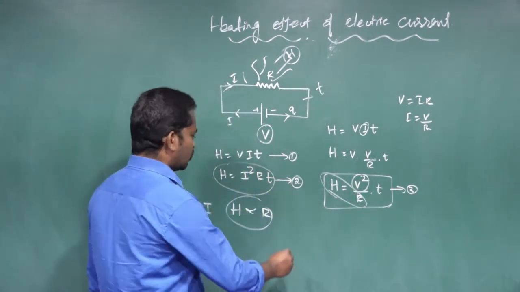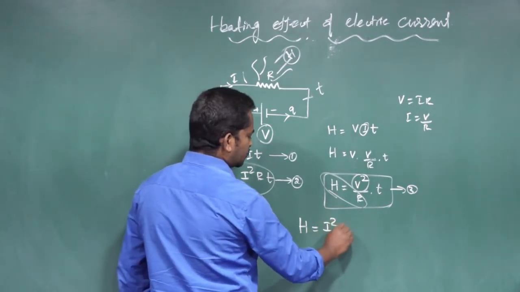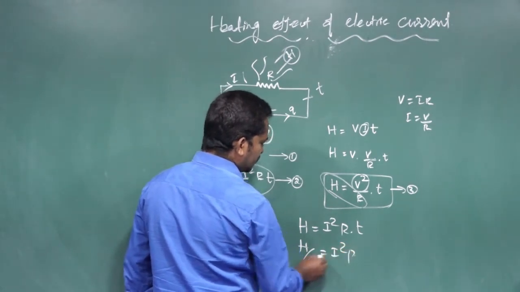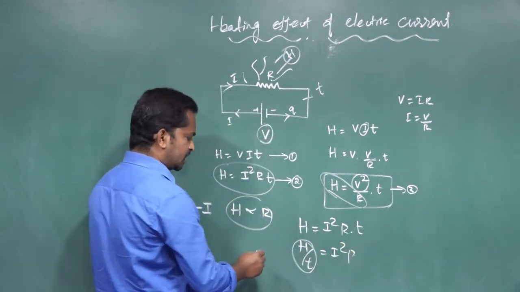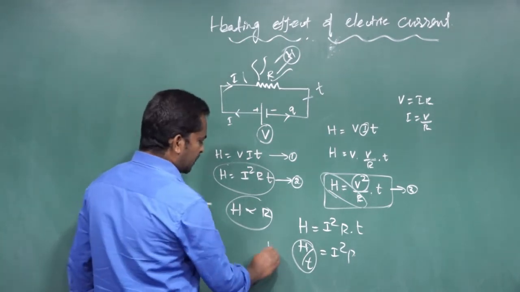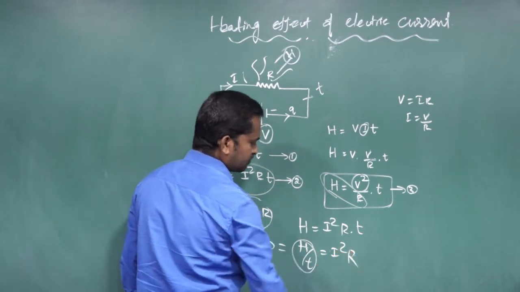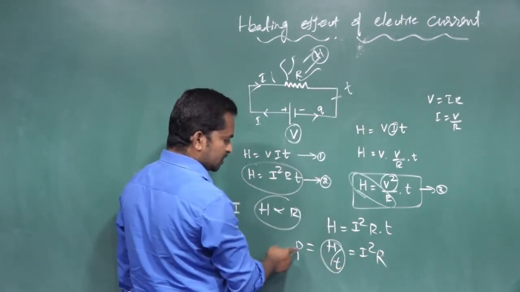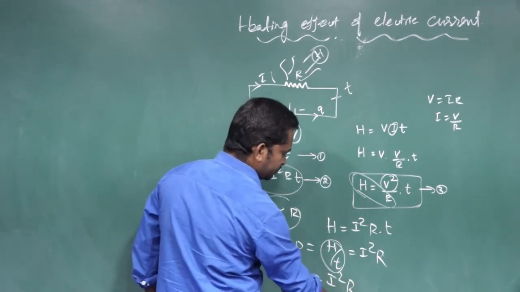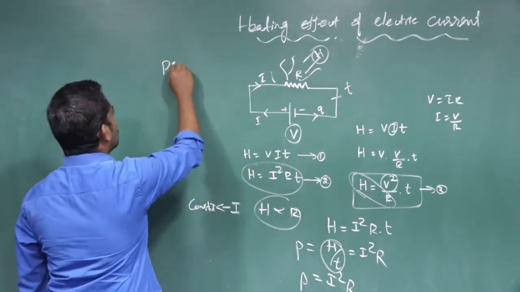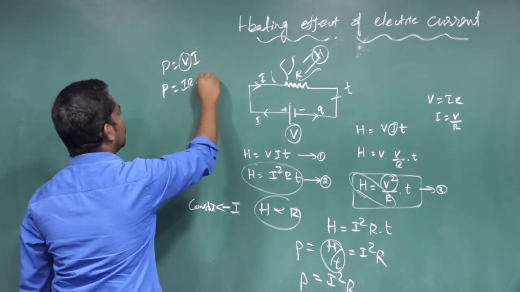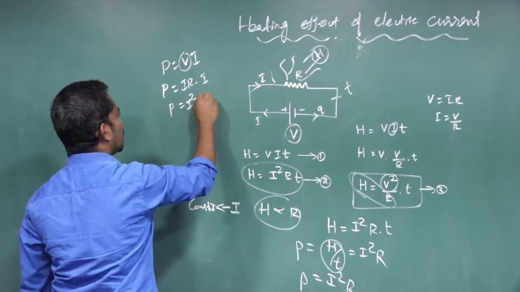In the same phenomena, H is equal to I square R into T. So H divided by T is equal to I square R. H divided by T, you know well, is energy divided by time. The rate of flow of electric energy is called power. So P is equal to I square R. Heat energy divided by time is equal to dissipated power. You know well, P is equal to VI. According to Ohm's law, V is equal to IR, into I. So P is equal to I square R.